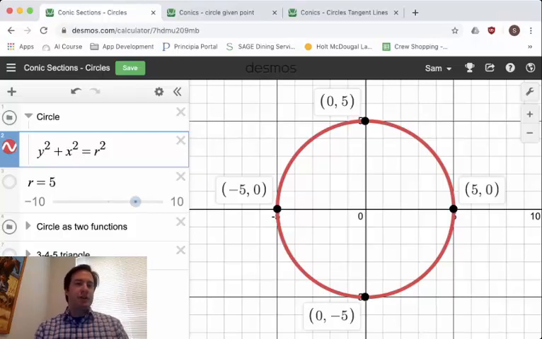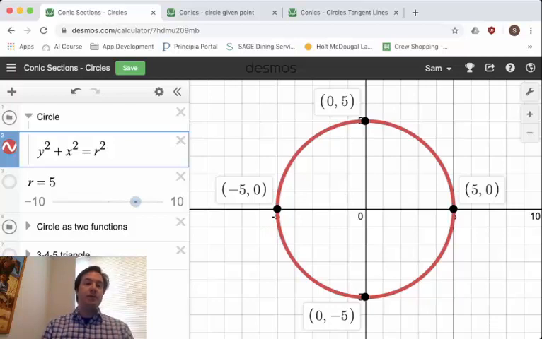And once again, a circle, if we're talking about just the definition of a circle, is the set of all points that are the same distance from an imaginary point called the center. So in this case, this circle is the set of all points that are a distance of 5 away from the center. And all the circles we'll be looking at today will be centered at the origin, at 0, 0.